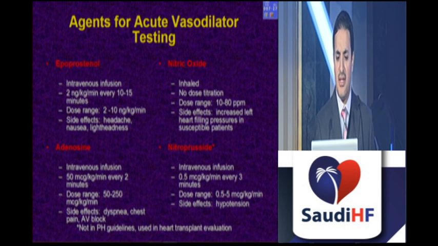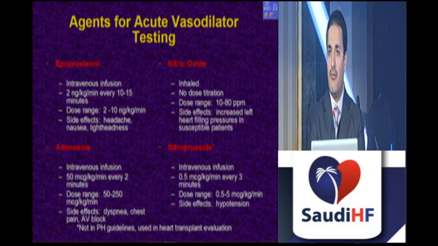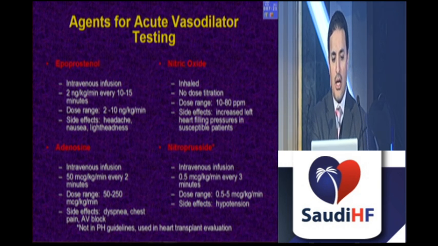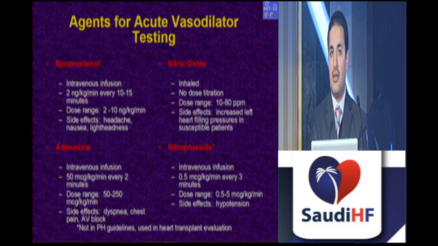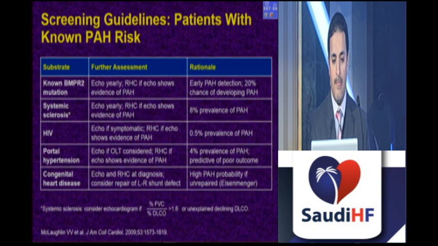Inhaled nitric oxide is the recommended vasodilator to use in the cath lab for vasodilatory challenge, but people used IV epoprostenol or adenosine too. In advanced heart failure patients that we work up for heart failure and transplant, we actually sometimes use sodium nitroprusside in these patients to see if they're reversible or not.